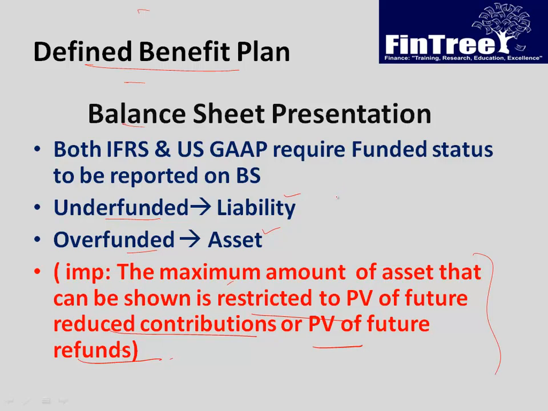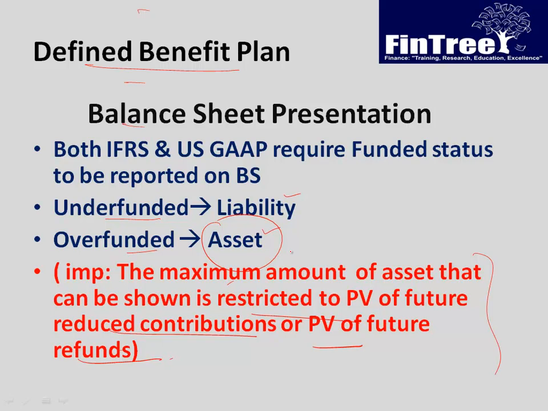You have an asset, and this asset has become more because the actual return on assets was higher than what you originally estimated. So your liability is, let's say, 200, your assets are currently 300, so the differential is 100. But now, because you have an excess asset of 100, in future the amount of contribution that you are required to make is going to be lesser.